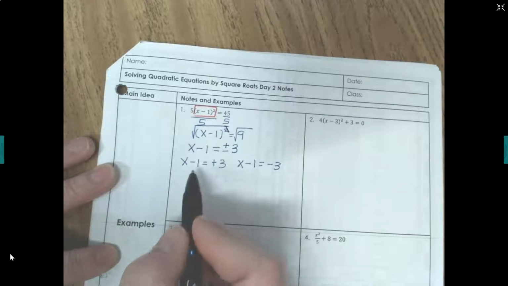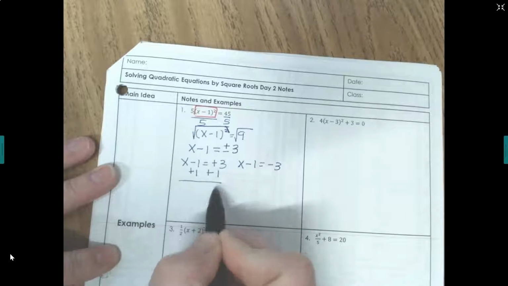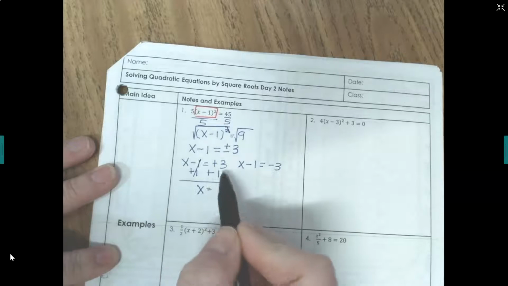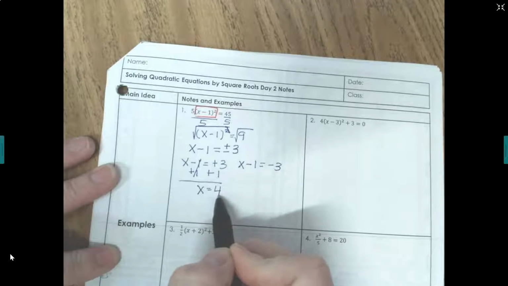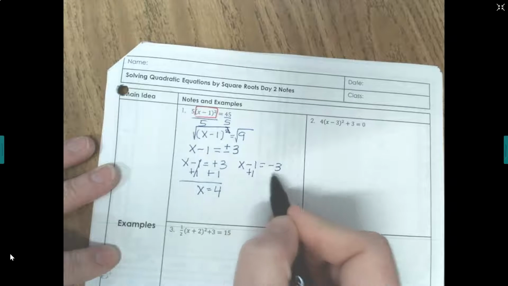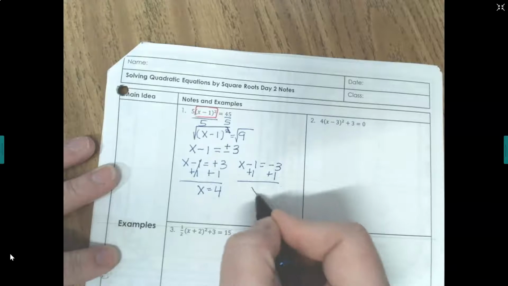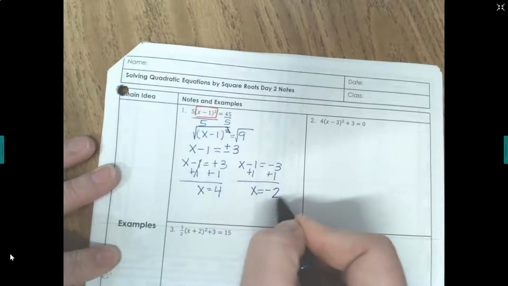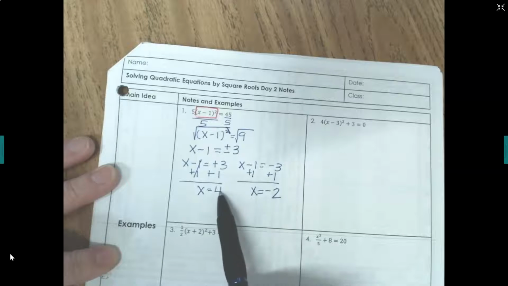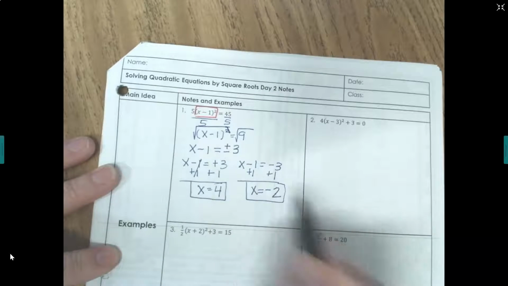Now, to get x alone on this equation, I'm going to add 1, and now I have x alone because those ones canceled out. x equals positive 3 plus 1, which is 4. Now over here, I'm going to add 1, but this time it's negative 3 plus 1, which is negative 2. So the graph of this equation would go through at negative 2 and positive 4. So it's a little extra step that we've got to pay attention to.